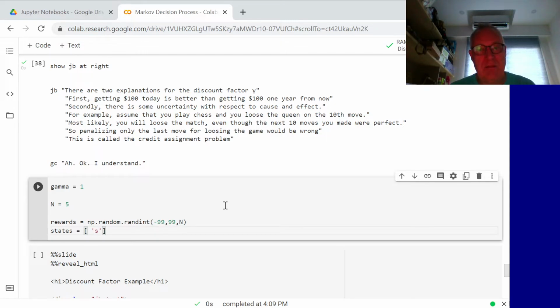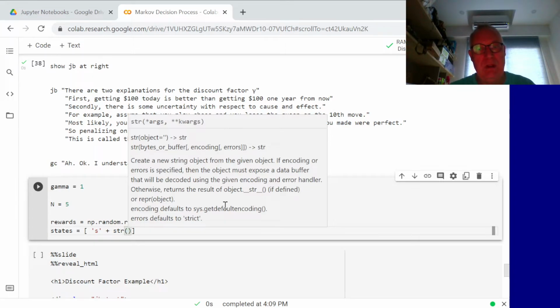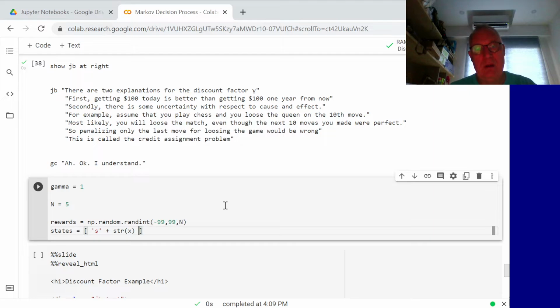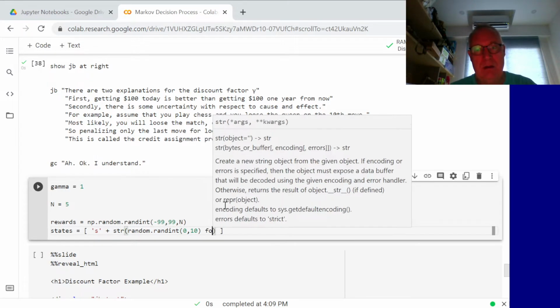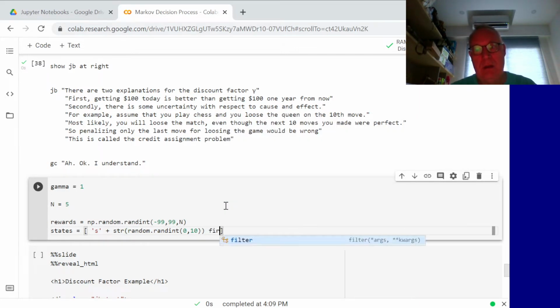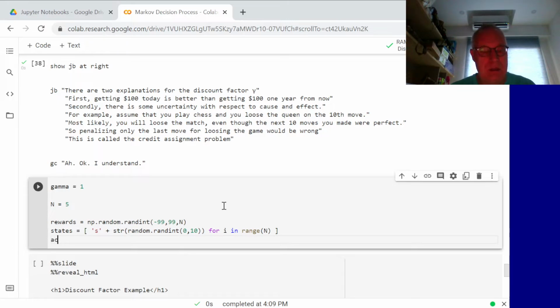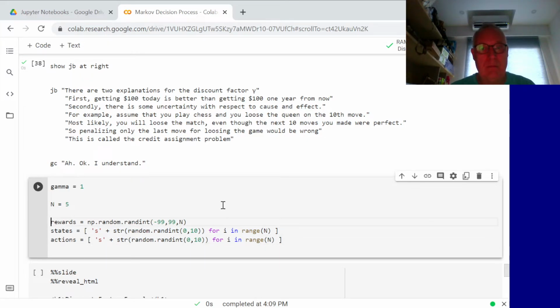I just generate some states. They don't actually have to mean anything at this point, so string x, random.randint 0 to 10 for i in range n, and the actions. And okay, let's call it h then.